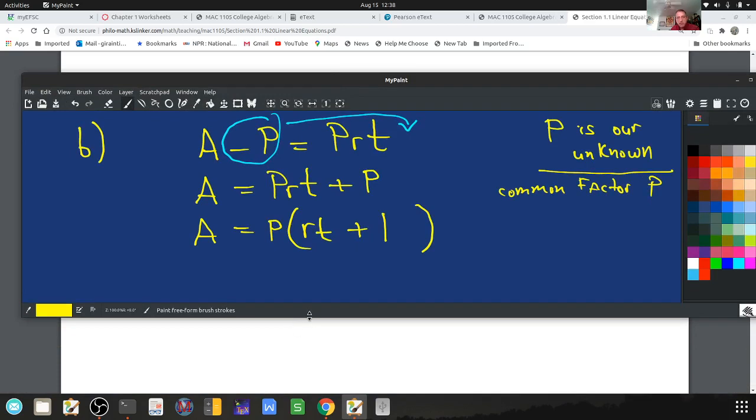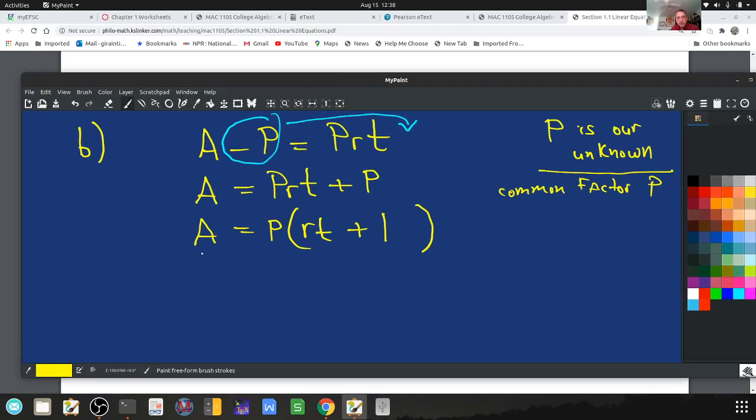Remember, I'm solving for P. So A is equal to P, which is my unknown, times something. So what do I do? I divide both sides by that something. That something is RT plus 1. Some of you panicked right here. I sense it over the internet. But the panic is just because suddenly you're in your math.